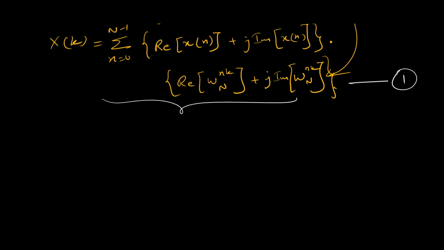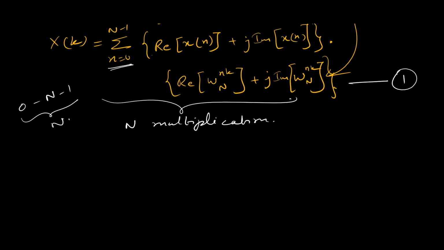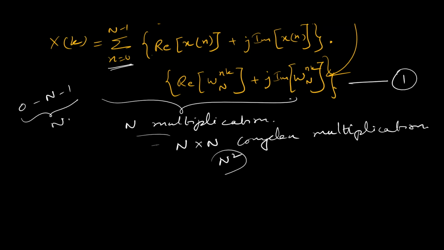Alright, from this expansion you can see for a single value, for one value we have to perform N multiplications. Now for N values, it will range from 0 to N minus 1, that is its length is N, right? Now for N values we have to multiply this with N, right? So this becomes N multiply N complex multiplications, or you can say N square complex multiplications we have to perform. Likewise we need to perform N minus 1 additions for a single value, and for N values it will be N multiply N minus 1 complex additions.